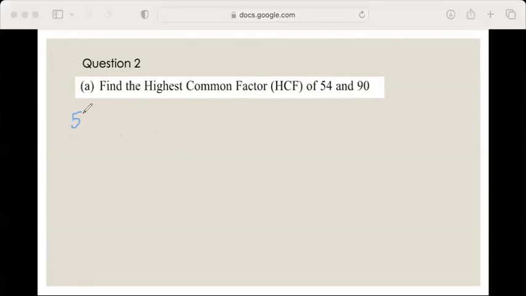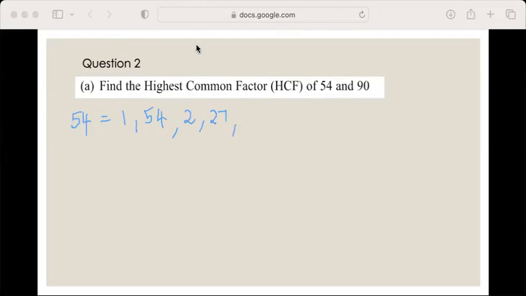Okay. So for example, 54, how can we arrive at 54? One way is 1 times 54. So 1 and 54 are factors of 54. Another is 2 times 27. Right, we don't actually need to say times, because you know what it means. That way also we can come to 54. So 1, 54, 2, 27.